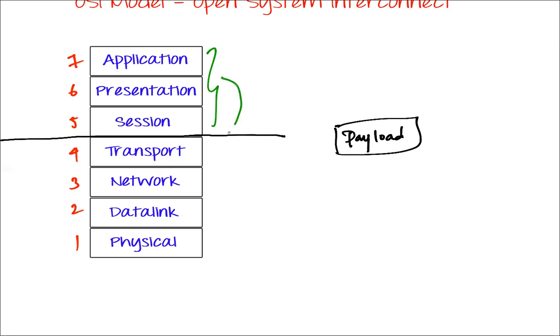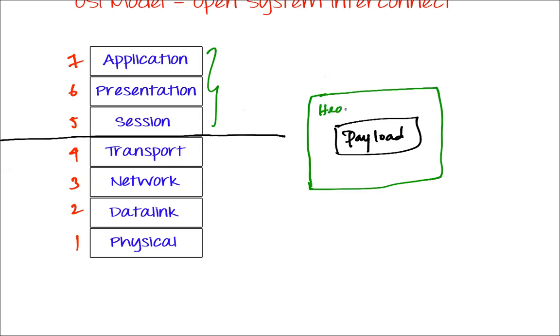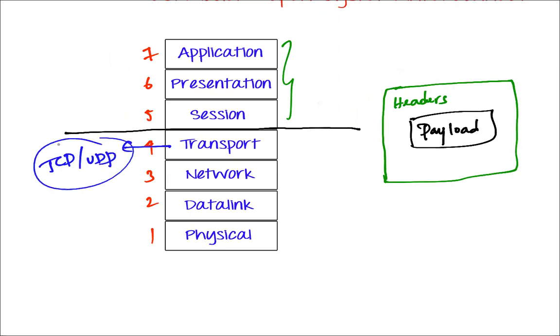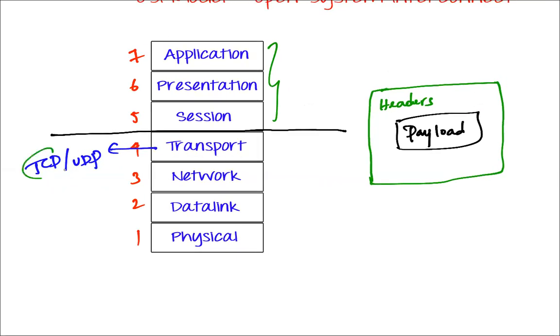So now the payload is given to the transport layer. What the transport layer does is add a new cover to the payload. You're going to add the headers. So what headers do we have in the transport layer? The transport layer basically deals with two protocols: one is TCP, the transmission control protocol, and the other is UDP, the user datagram protocol. These are the two protocols that work on the transport layer. Depending on whichever you use, TCP or UDP, the headers will be filled.